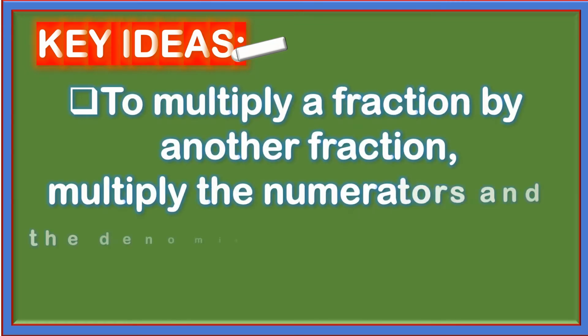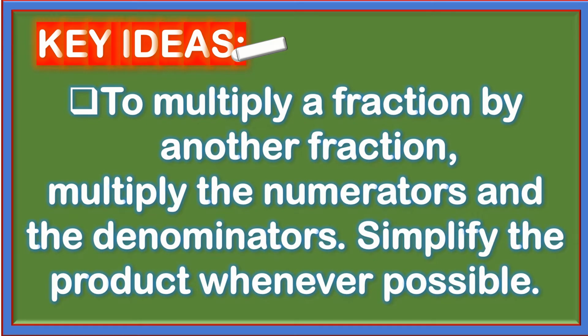The key idea is when we multiply a fraction by another fraction, we multiply the numerators and the denominators. Simplify the product whenever possible. So there are 3 steps. We multiply the numerators first and then the denominators. Then, kung hindi pa siya simplified, we will simplify, meaning we will reduce it to lowest terms.